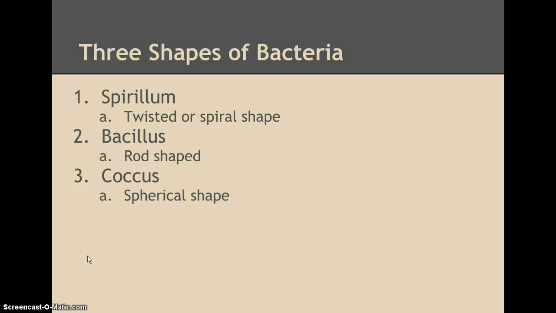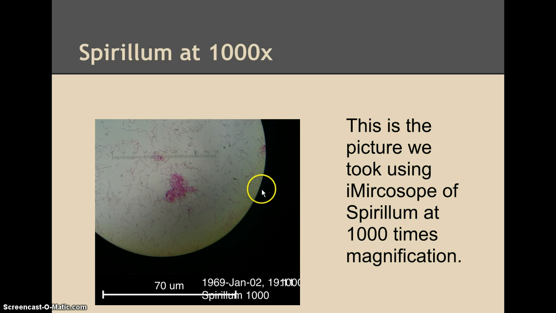Okay, to begin where we left off, I was talking about the three shapes of bacteria, which are Spirillum, Bacillus, and Cocci. The Spirillum are twisted or spiraled. The Bacillus are rod-shaped, and the Cocci are spherical shaped. So here we see Spirillum bacteria at 1,000 times magnification. Even at 1,000 times, it's hard to see, but you can tell that the bacteria are wavy, which indicates that they are twisted and stringy and so forth.